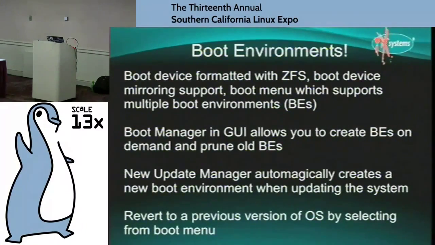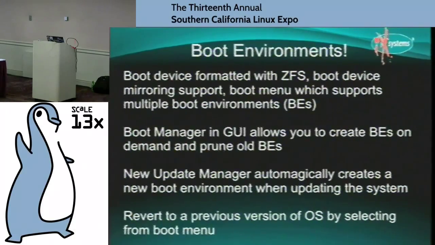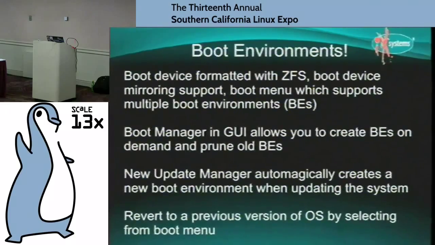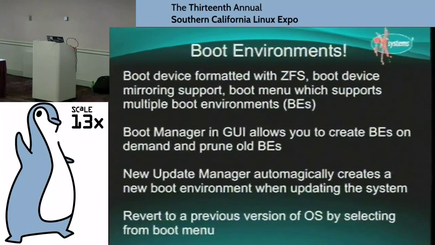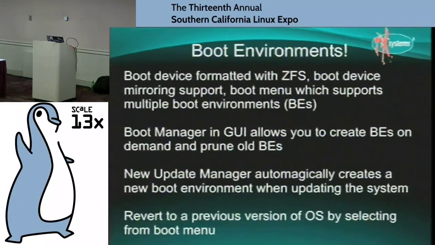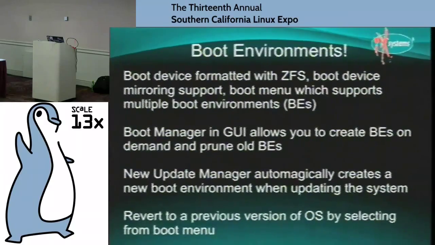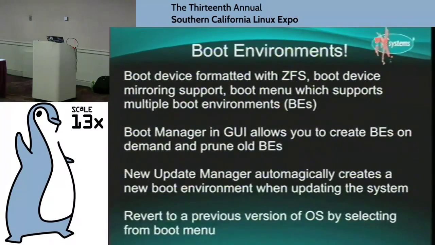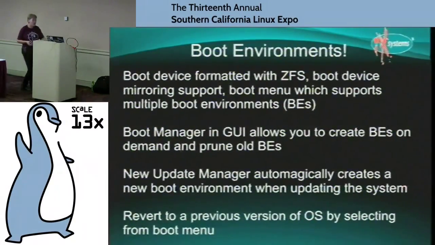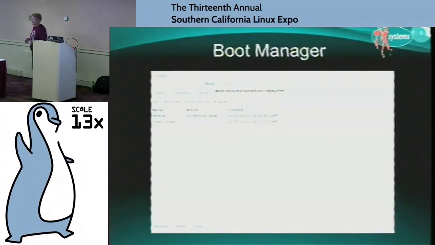So you don't have to keep these things forever. We have a new update manager that automatically creates boot environments for you, so you don't have to remember to do that before you do an update. And like magic, your old version of the OS just shows up in Grub. So very easy to revert. So let's take a look at how that looks in 9.3.